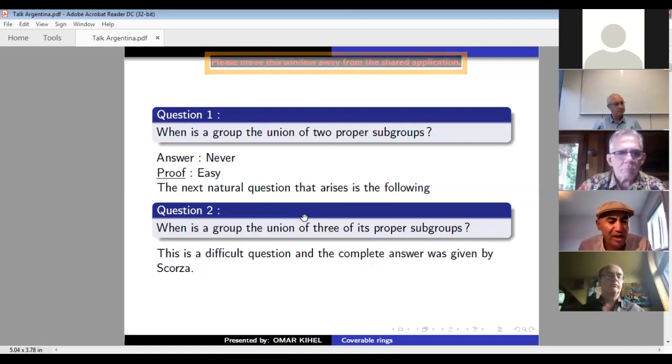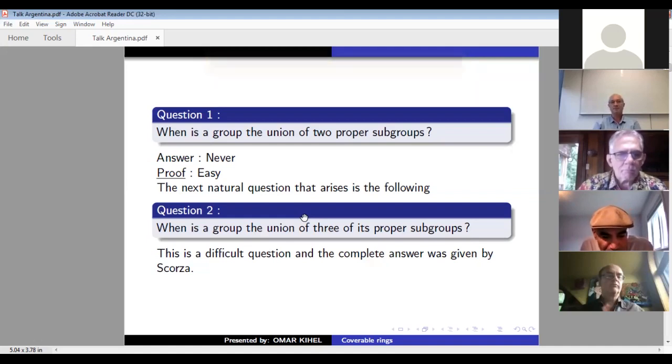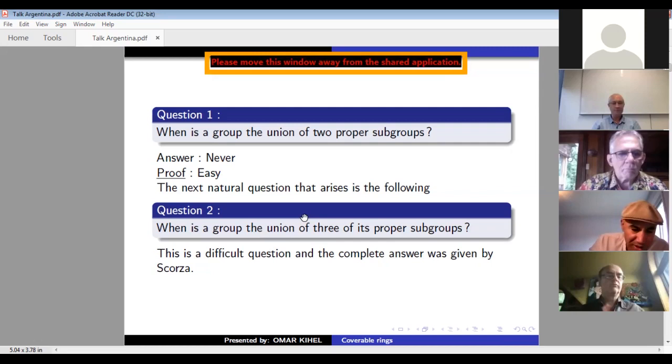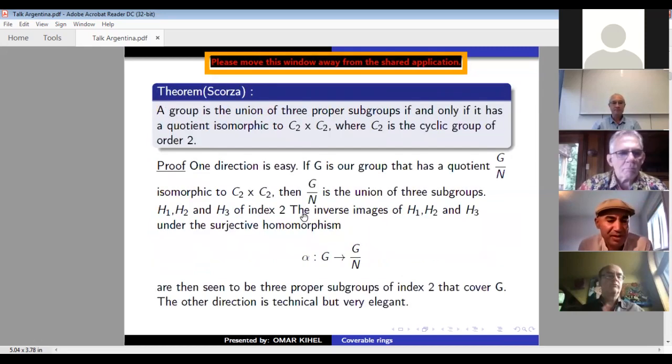Okay, so easy. Now there is another question. The next step: is a group the union of three of its proper subgroups? This is less obvious, but still not very difficult. I wrote it as a difficult question because the second part of the proof is difficult. The theorem is this: a group is the union of three proper subgroups if and only if it has a quotient isomorphic to C2 cross C2. Here C2 is Z over 2Z, the cyclic group of order 2.